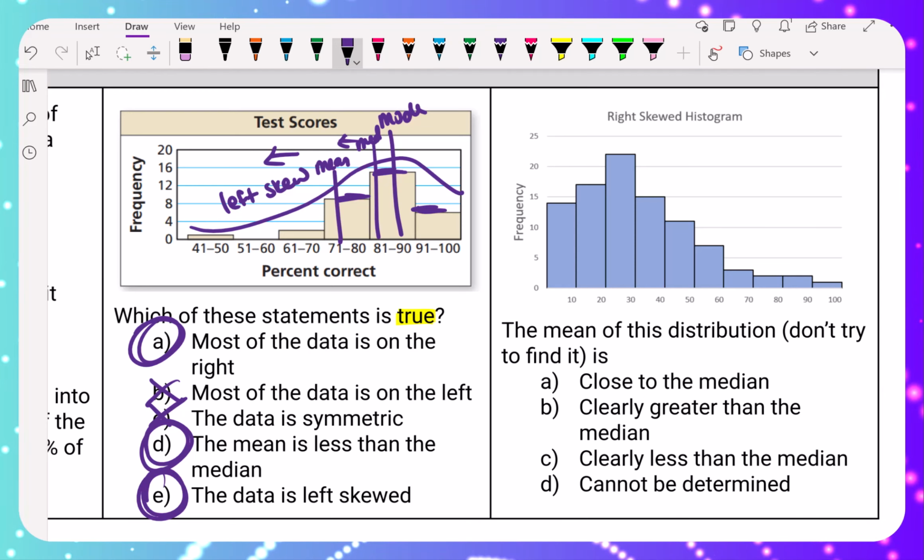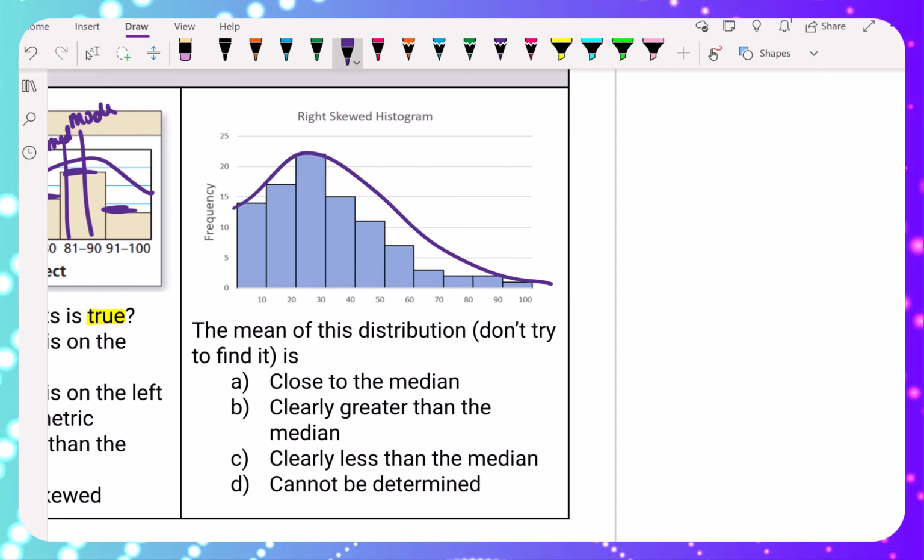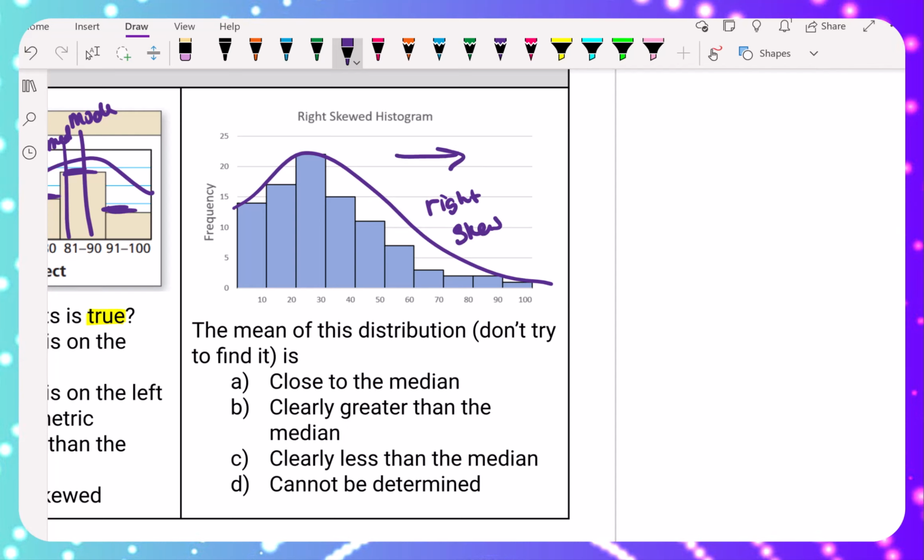Absolutely it is. All right, so in this last question, it says the mean of the distribution. Obviously, don't try to find it because it's grouped into categories, so we can't. So the mean on a right skew is going to be pulled to the right. So is your mean going to be close to the median? No. Is it going to be greater than the median? Absolutely. So your median's going to be about right here, and your mean's going to be pulled to the right.